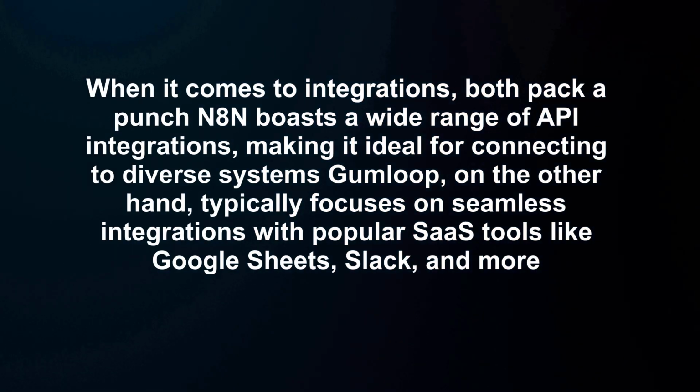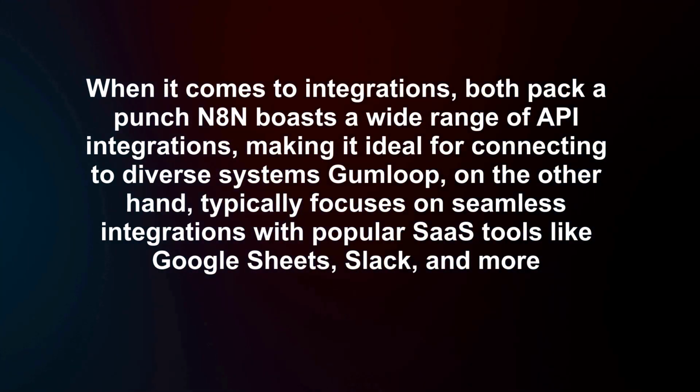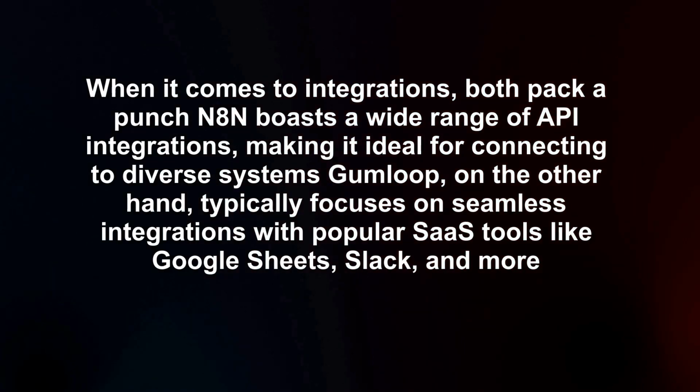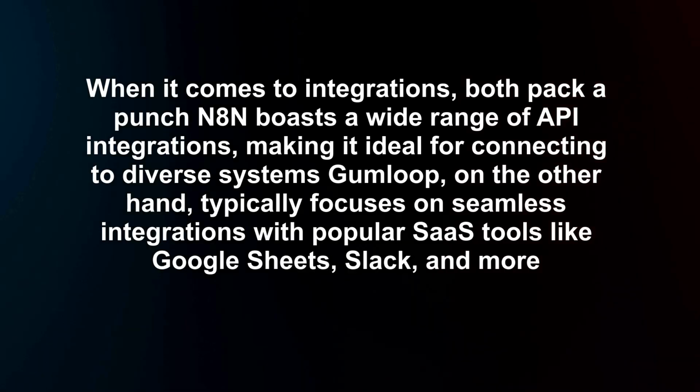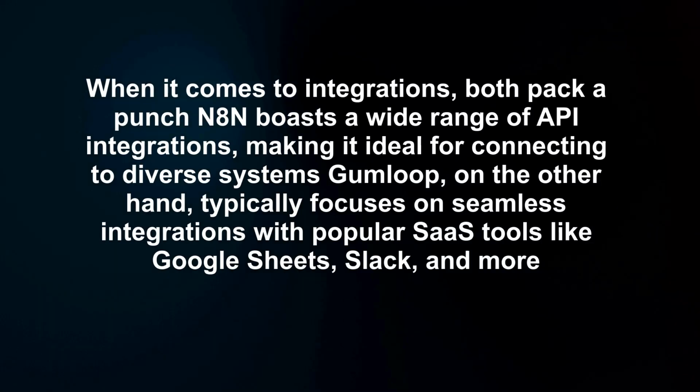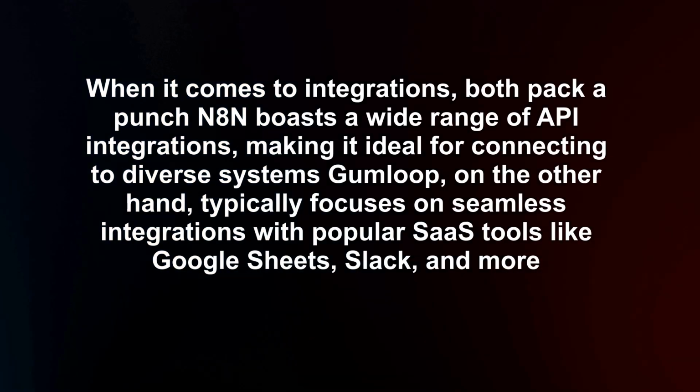When it comes to integrations, both pack a punch. N8N boasts a wide range of API integrations, making it ideal for connecting to diverse systems. Gumloop, on the other hand, typically focuses on seamless integrations with popular SaaS tools like Google Sheets, Slack, and more.